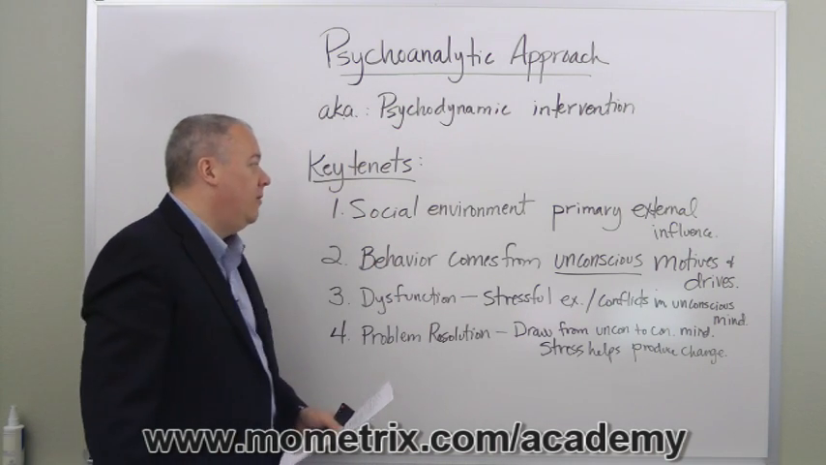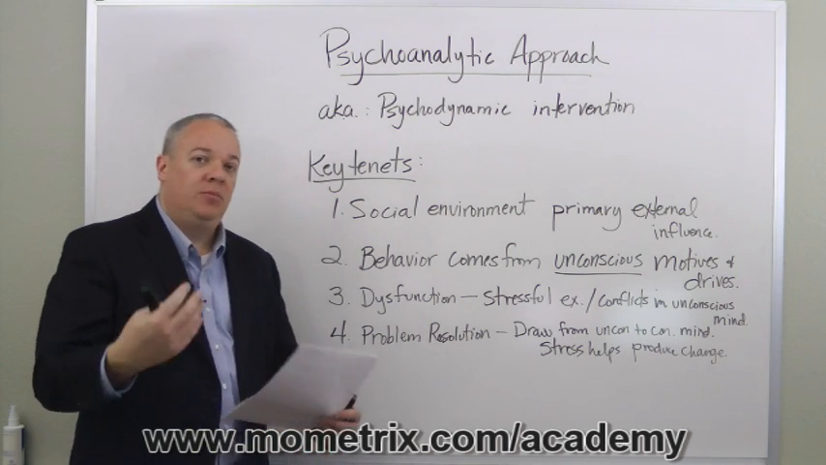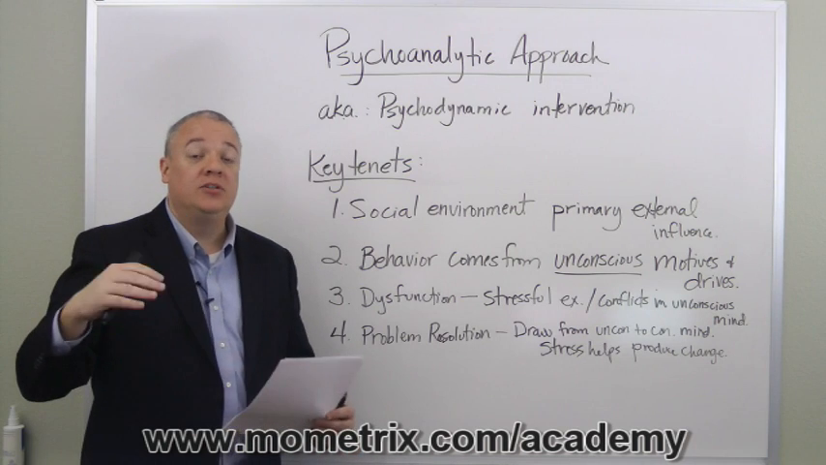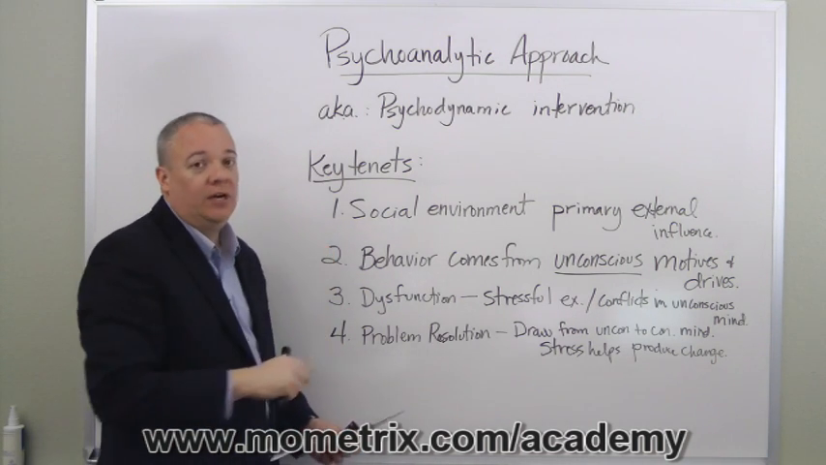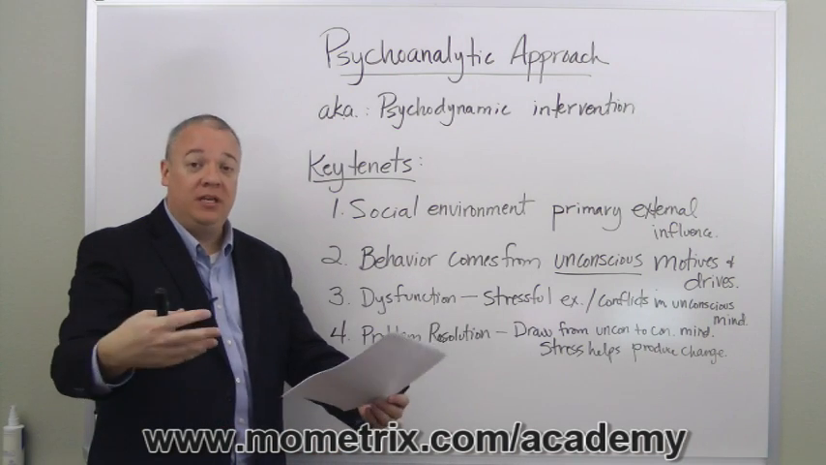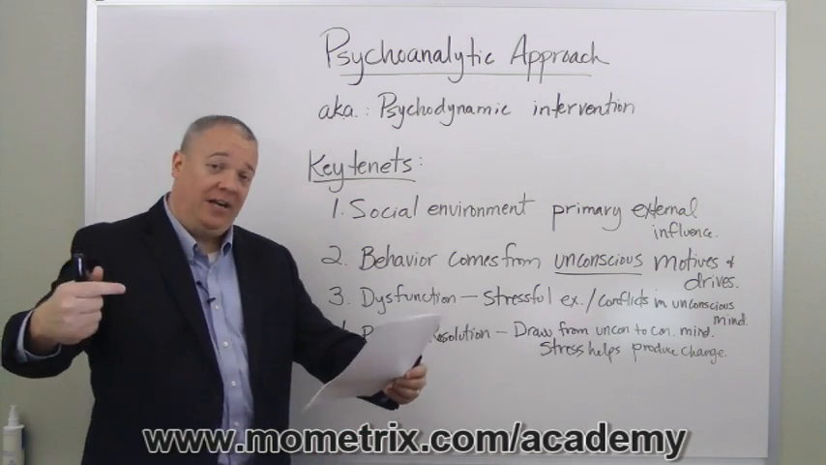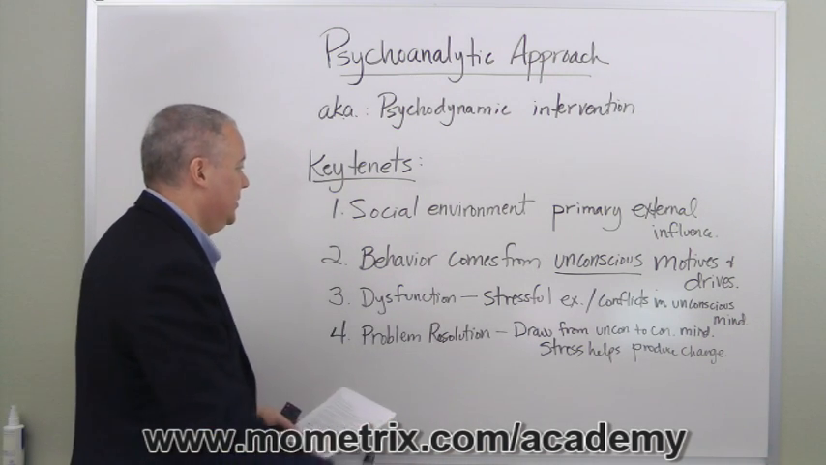The key tenets that we want to talk about is, number one, the social environment in which the person exists is considered the primary external influence. Nothing is greater as an influence externally to the person than their social environment. So you must know the environment they're in and get all the information you can there to realize what external factors are feeding into the equation and causing the dysfunction and the problems.